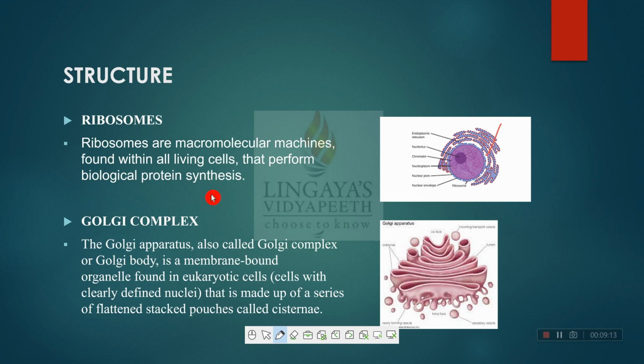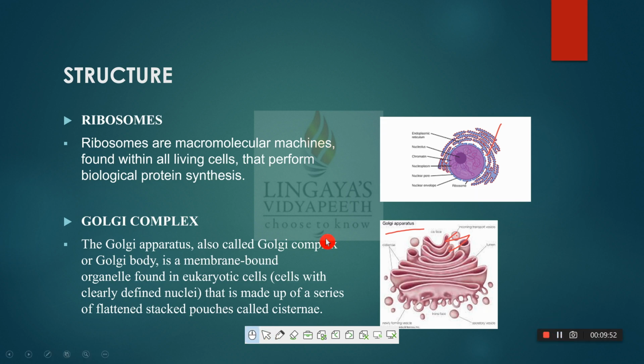Now talking about the Golgi complex, also called the Golgi apparatus. It is a membrane bound organelle found in eukaryotic cells. It is made up of a series of flattened sacs, stacked pouches called the cisternae. These are the cisternae. Alright, you can see here in this picture that folded structure, which are flattened and stacked one upon each other. So these structures are called cisternae, and the whole organelle is called the Golgi apparatus.